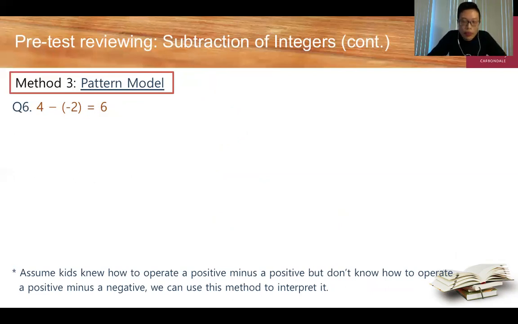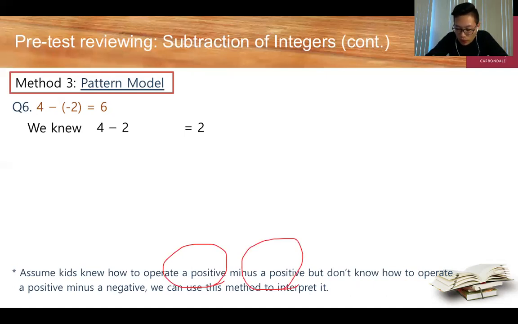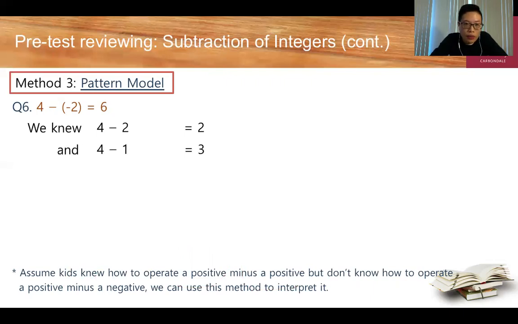Okay, so the pattern model. We assume that kids know how to operate a positive number minus a positive number, but they don't know how to operate a positive number minus a negative number. So in this pattern, we can see 4 minus 2 is 2. Okay, and 4 minus 1 is 3. Minus 0 is 4.